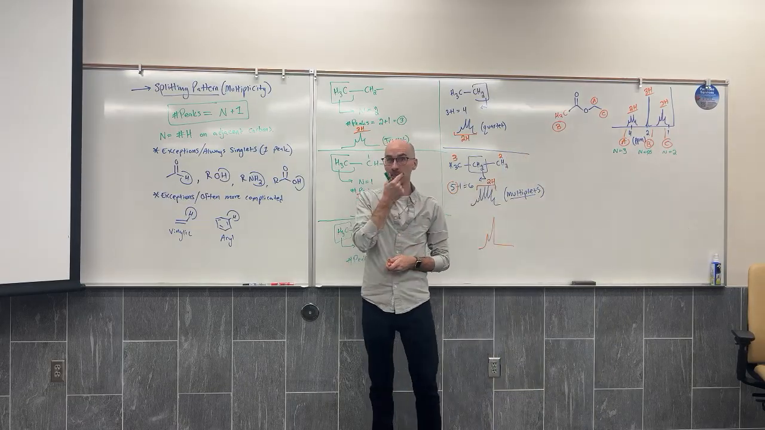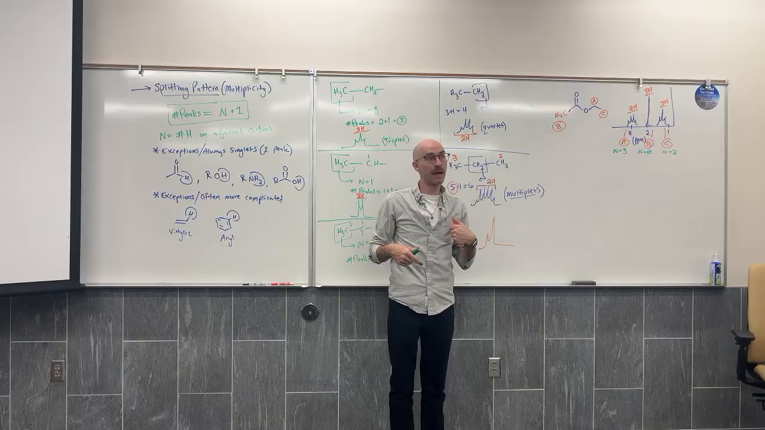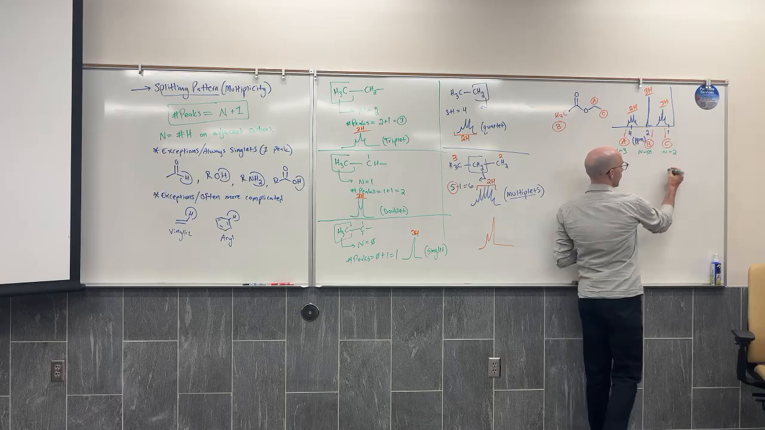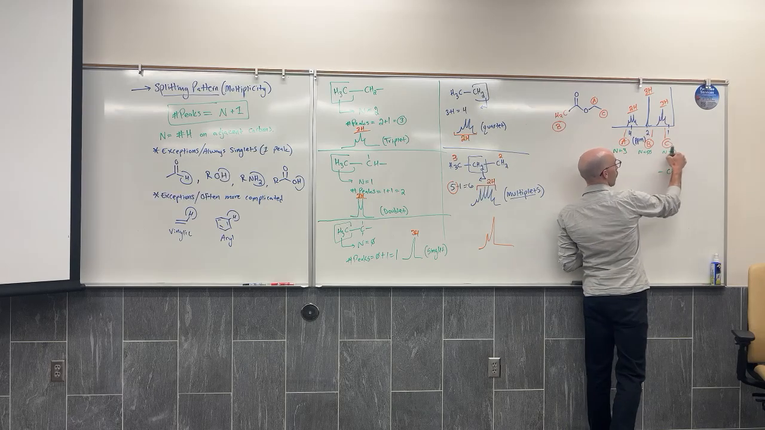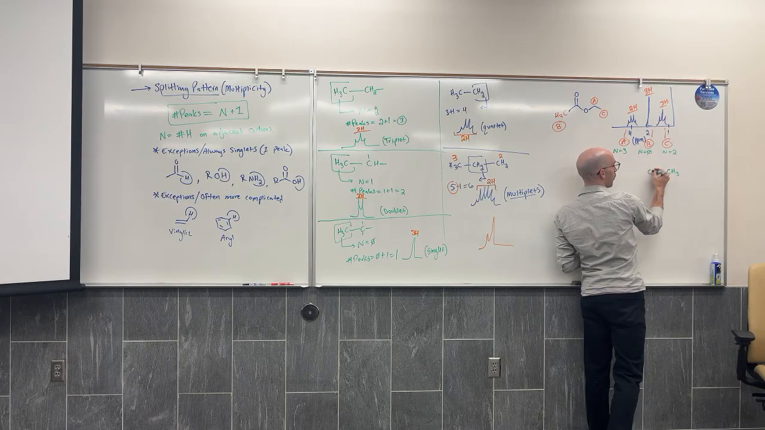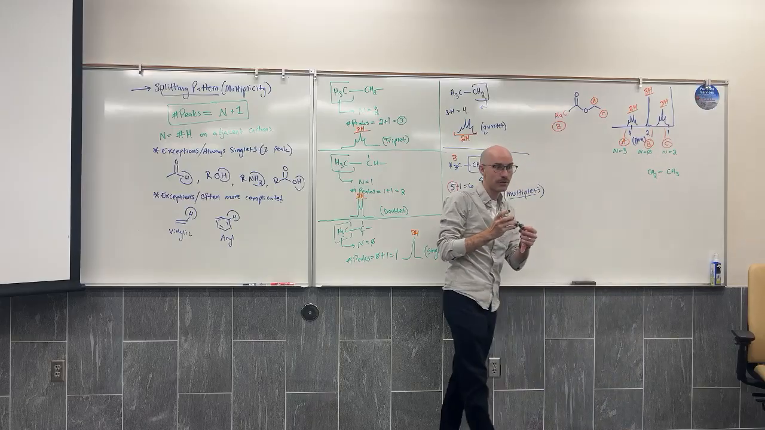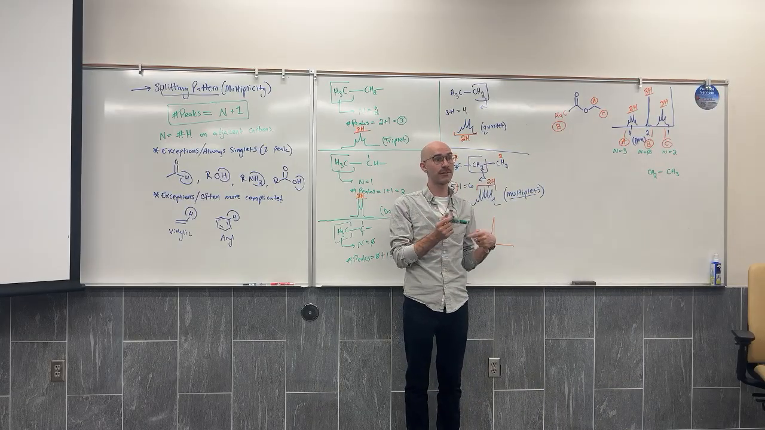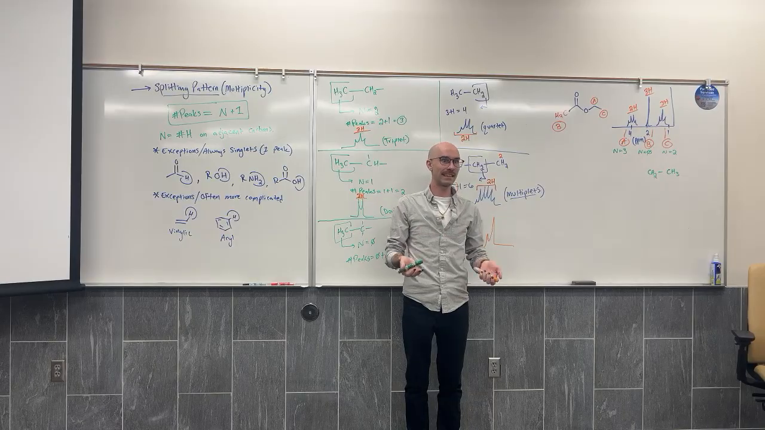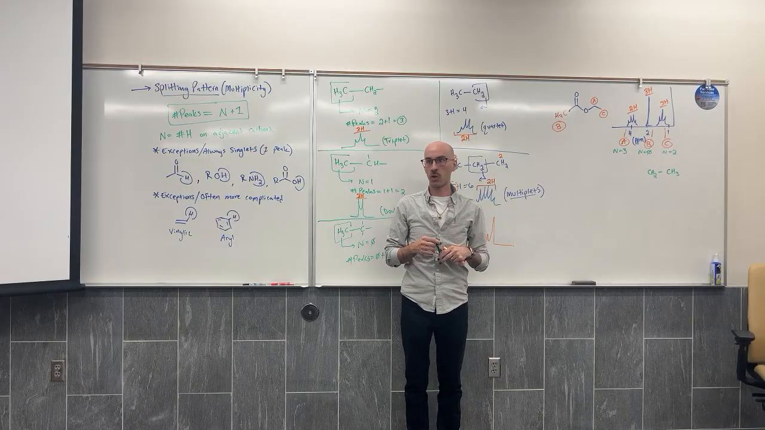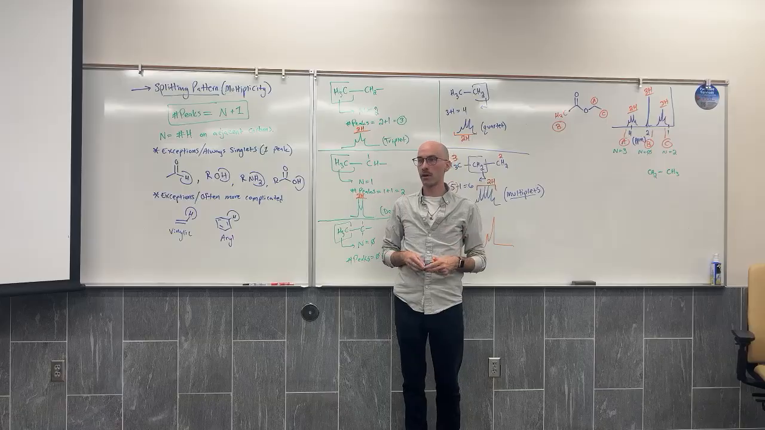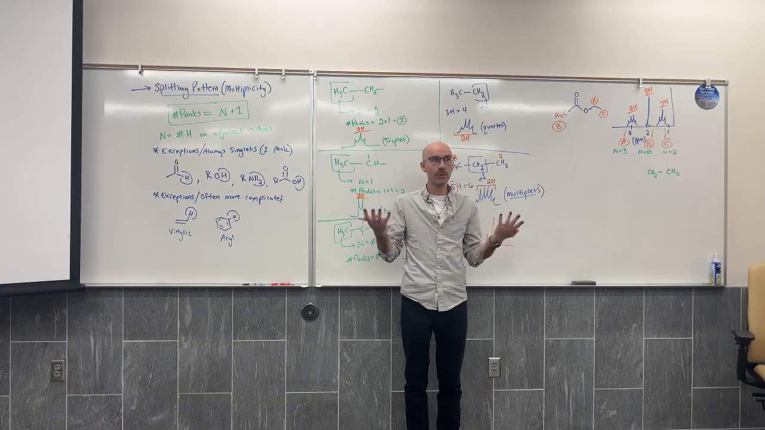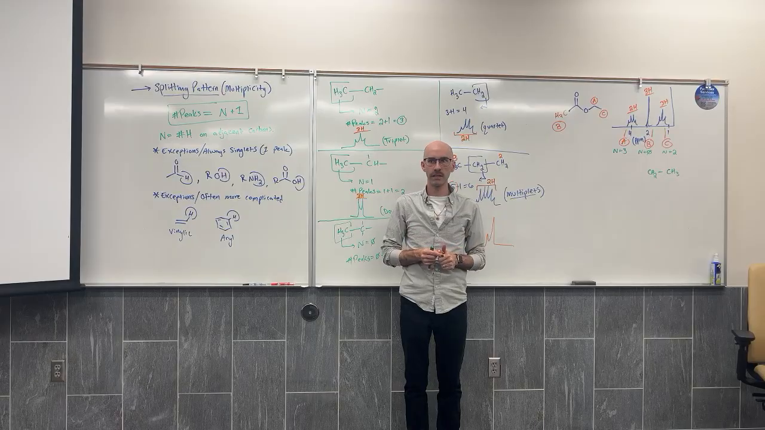Which is a great idea because actually you can start building it backwards too. If you know that the integration here is 3H, if you know that's a CH3, and it is a triplet, then I know that it has 2 neighbors. And I should be able to find 2 neighbors somewhere else that have at least a quartet, if not more. So you can use this information to build the molecule.